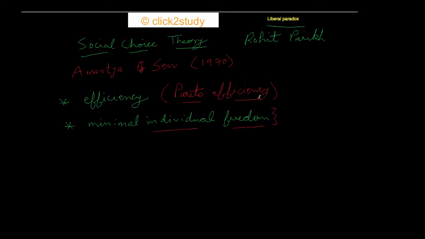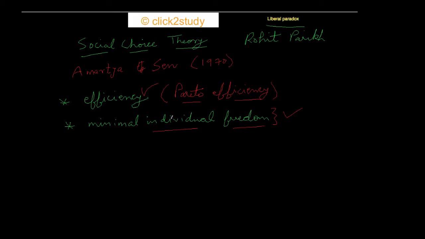So basically you want to come up with an outcome where different individuals have different choices, and you want to say, okay, which choice is better, because different individuals might have different choices, and you end up with this thing that it is impossible to have both Pareto efficiency and minimal individual freedom.